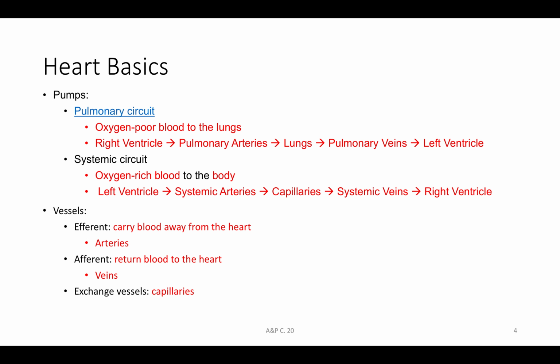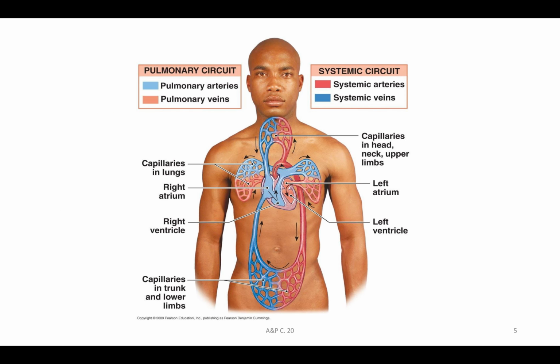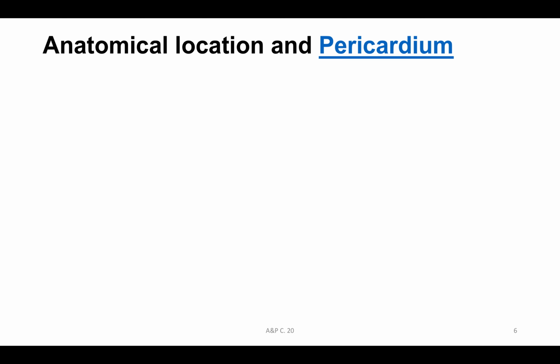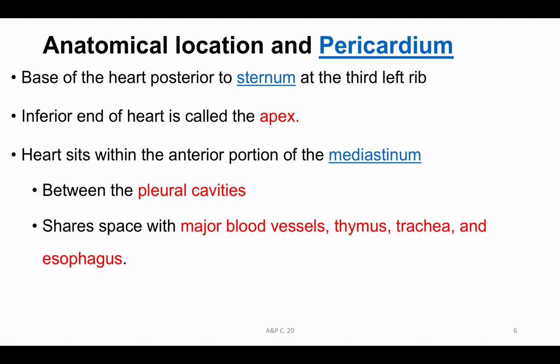There are then different types of vessels when we're dealing with your heart. We have efferent vessels, or our arteries, and arteries carry blood away from the heart. You have afferent vessels, which are your veins, which are going to return blood to your heart. And then you have capillaries, which are your exchange vessels, and they're kind of like your link between your arteries and your veins. This diagram is just showing you the difference between your systemic circuit, your body circuit, and your pulmonary circuit, which is your lungs.